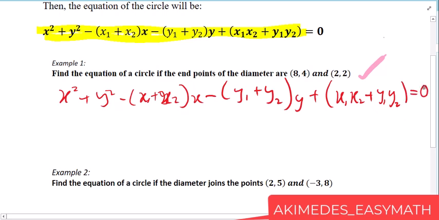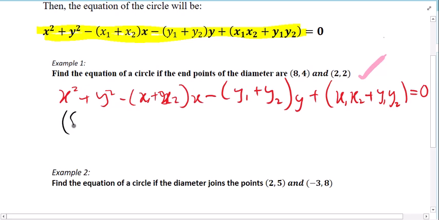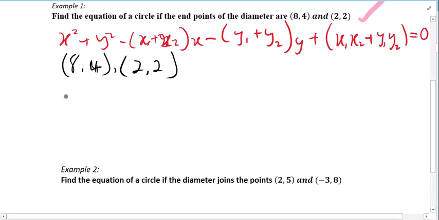So what are the points here? The points given in the question are 8, 4, then comma, 2, 2, as we have it here. So now the equation of the circle is going to be x squared plus y squared. And we need the coefficient of x. So it's going to be 8 here plus 2 here, which is going to give us 10. So minus 10x. Then the coefficient of y is going to be y1 plus y2, which is 4 and 2.